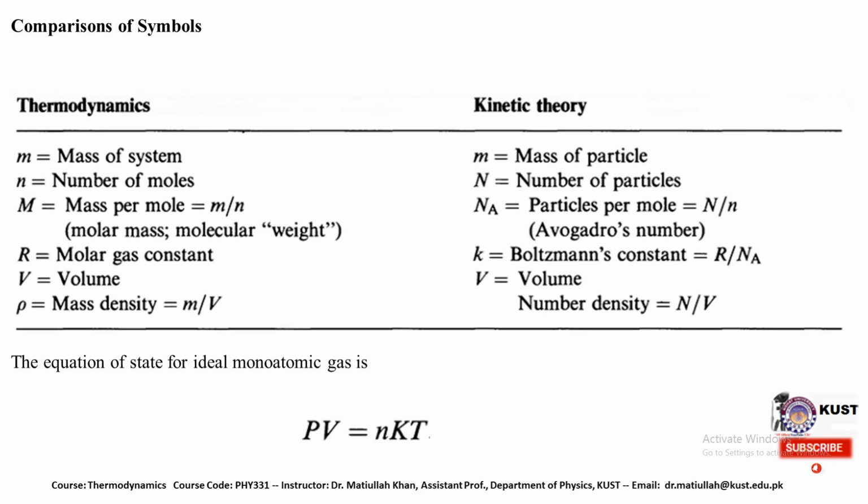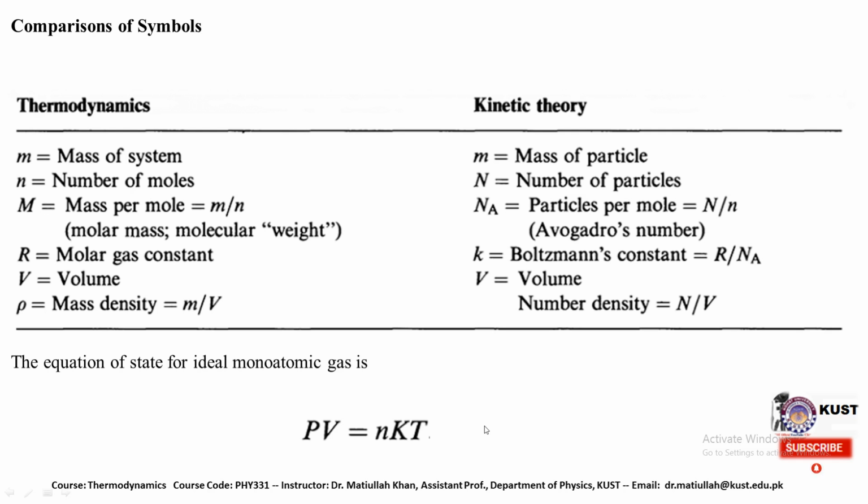If we compare the values for different thermodynamic systems, there are different expressions used in classical thermodynamics and in kinetic theory. In statistical mechanics, there are different interpretations used, and different ways are used to calculate the values. So comparing the description in thermodynamics and kinetic theory, we have this table.